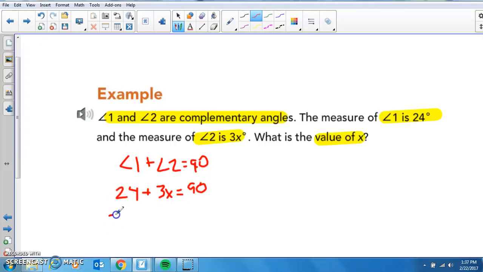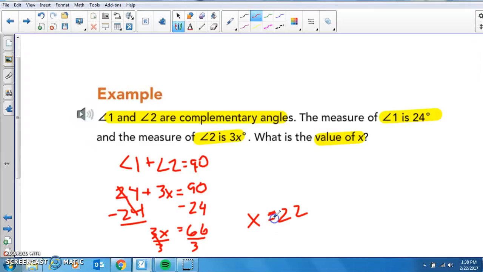We have to get rid of this 24, so I'm going to subtract 24. If I subtract 24 there, I subtract 24 here. The two 24s cancel out. So I bring down the 3x, and 90 minus 24 gives you 66. So I now have 3x equals 66. That means multiplication, so I have to divide each side by 3. So that gives me now x equaling 22. So our value for x is 22.